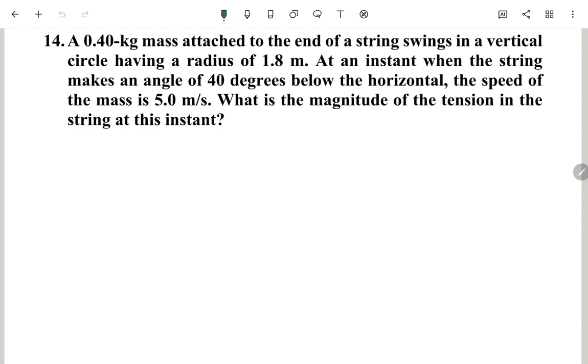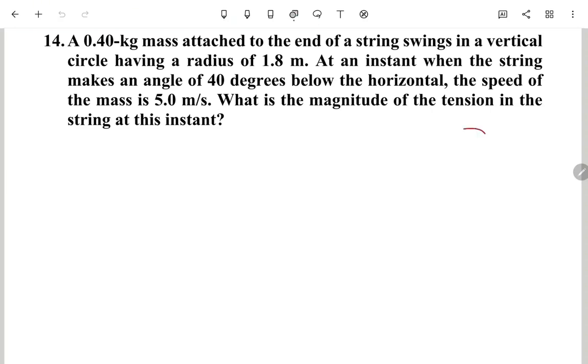A 0.4 kilogram mass attached to the end of a string swings in a vertical circle having radius of 1.2 meters at an instant when the string makes an angle of 40 degrees below the horizontal. The speed of the mass is 5 meters per second. What is the magnitude of the tension in the string at this instant?